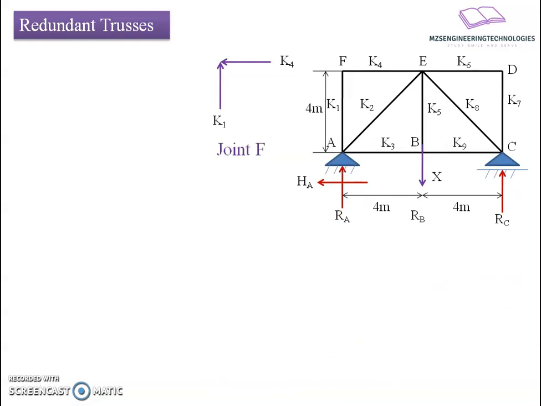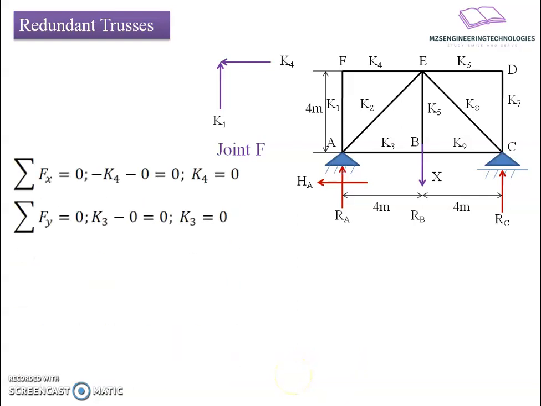Let's start with joint F. At joint F we have two member forces and there is no external loading. To balance them, the resultant equation for equilibrium of forces along the x direction yields minus K4 minus 0 equals 0, hence K4 equals 0. Similarly, there is no vertical force to balance the K1 value here. By typographical mistake it appears as K3, read it as K1. So K1 minus 0 equals 0, K1 comes to be 0.